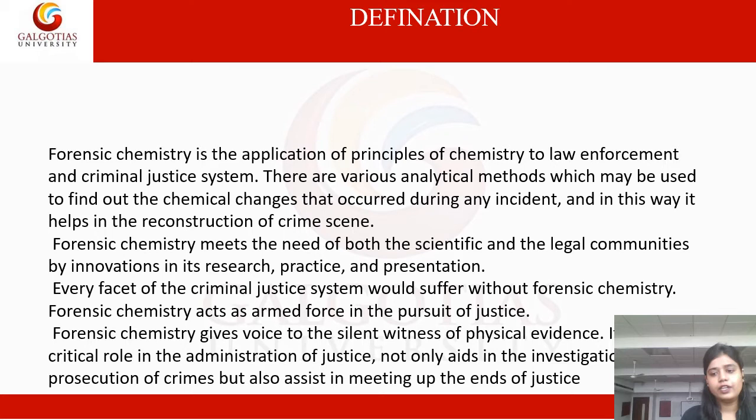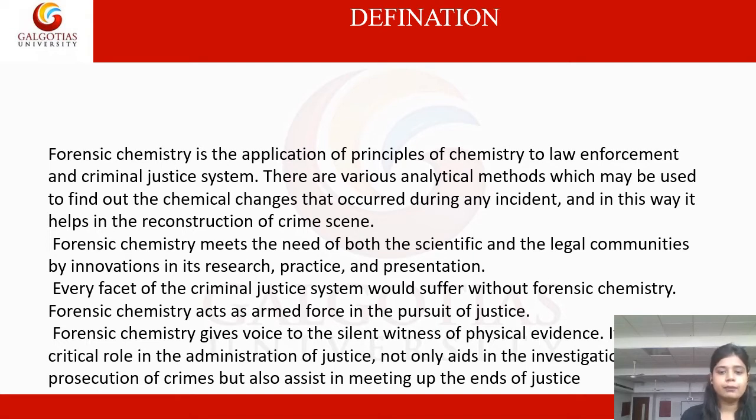Now let's see the definition of forensic chemistry. It is the application of principles of chemistry to law enforcement and the criminal justice system. There are various analytical methods which may be used to find out the chemical changes that occurred during any incident, and in this way it helps in the reconstruction of the crime scene.